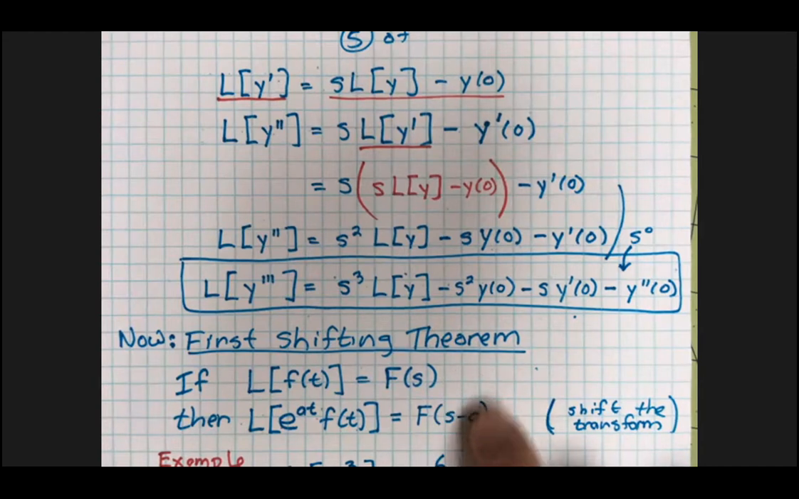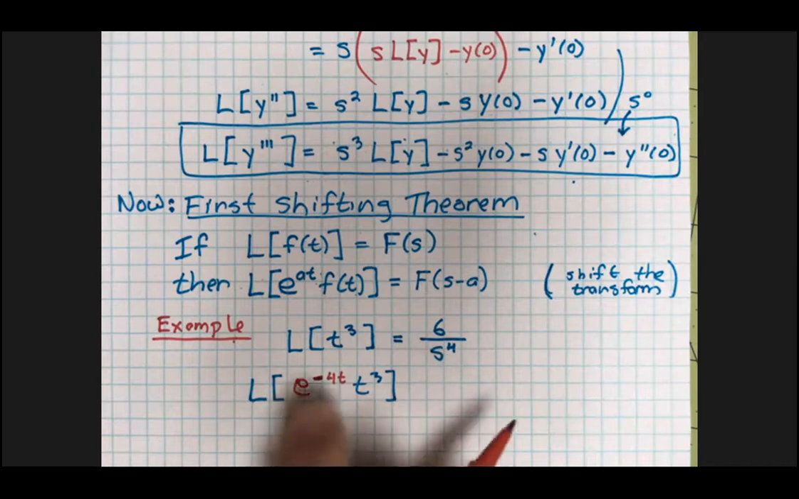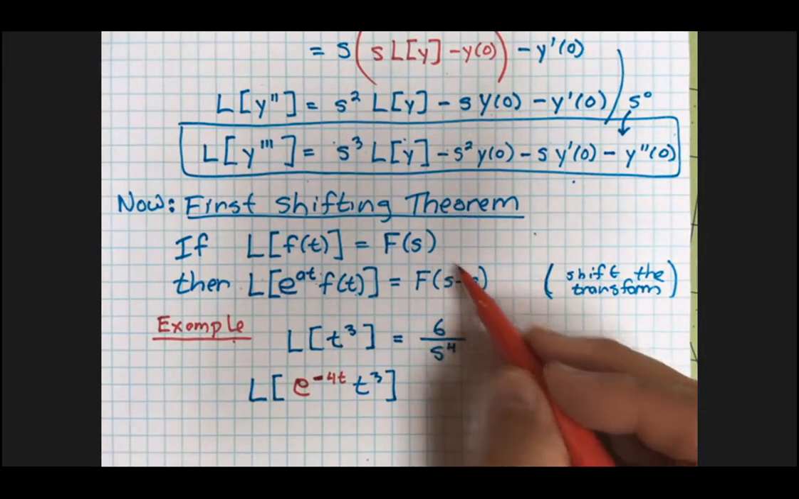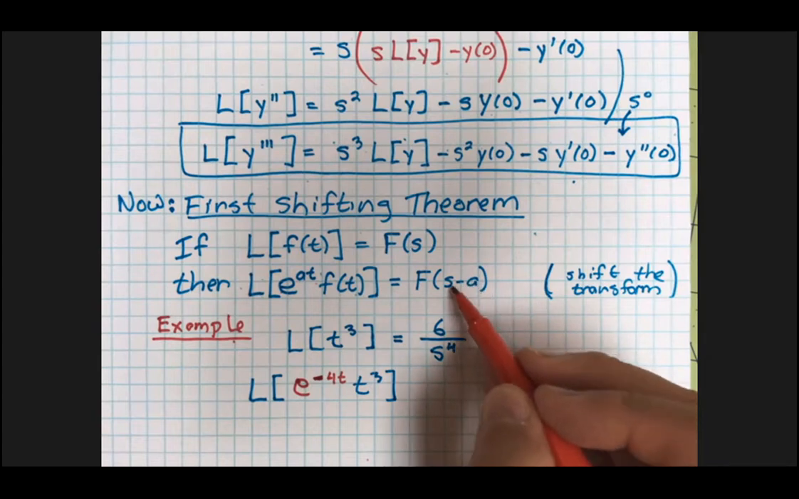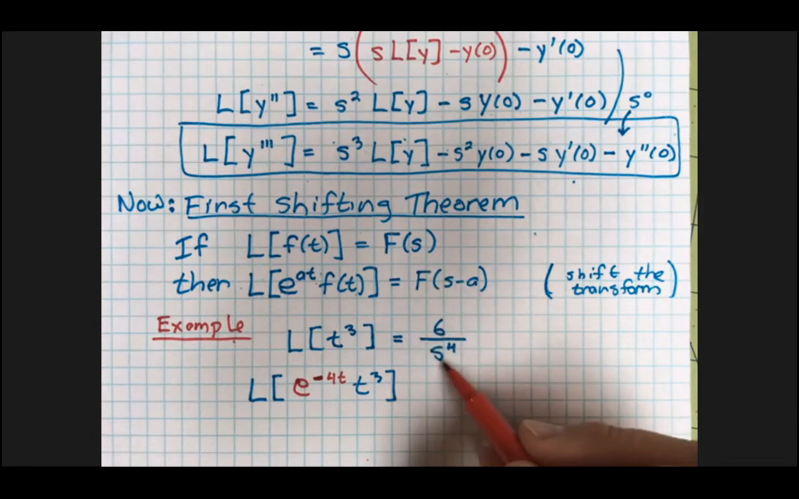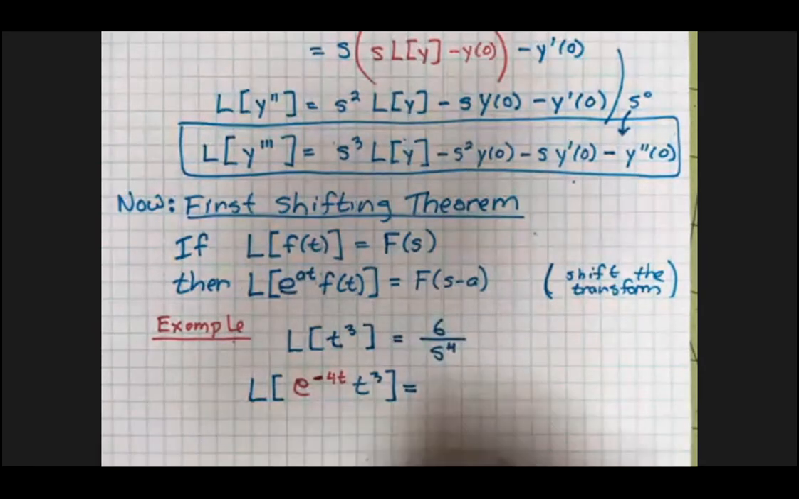The answer is you can use the same transform that you already wrote. Here's the transform of t cubed, the one that you know very well. What happens if someone slipped an e to the minus 4t in there? Do you have to start all over? The answer is no. You can use this transform that you know, and you can just shift it, s minus a. Replace every s with s minus a. There's only one s here. Be very careful to identify the a. The a is minus 4. So when you say s minus a, you'll be saying s minus negative 4.